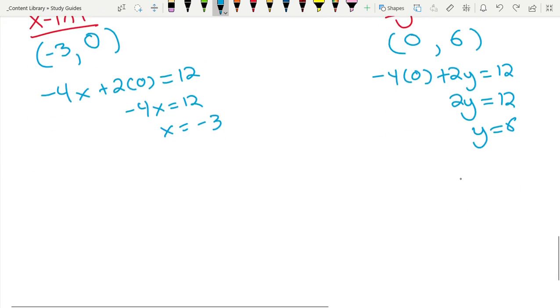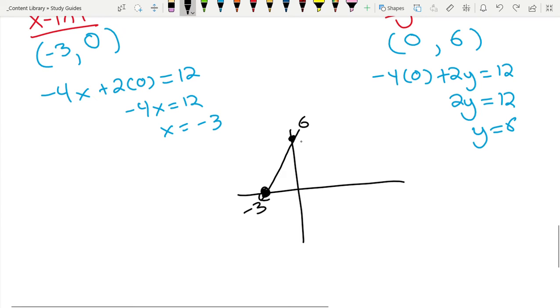So now you've got everything you need to make your graph. And I'm going to make a really quick sketch here. So the x-intercept's at negative 3, so we'll say this is at negative 3. The y-intercept's up here at 6, so this is at 6. And then draw your line, put your arrows, and you've got your graph.